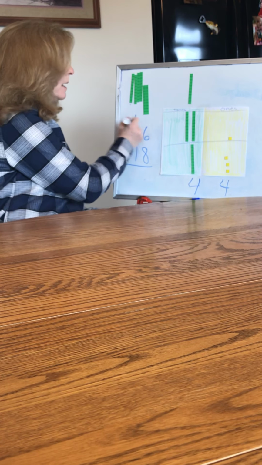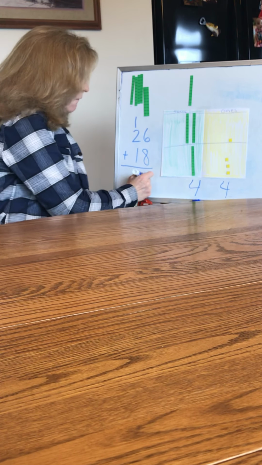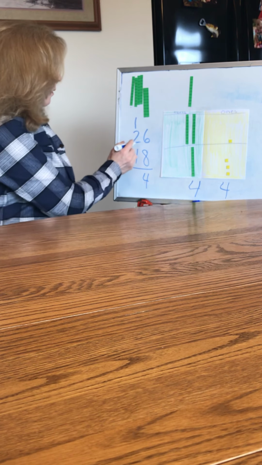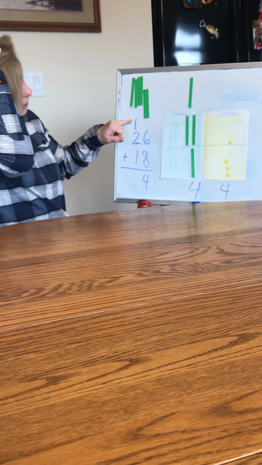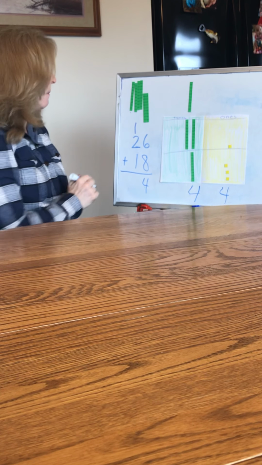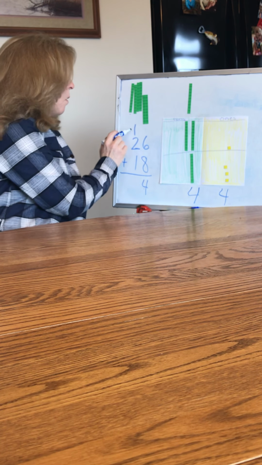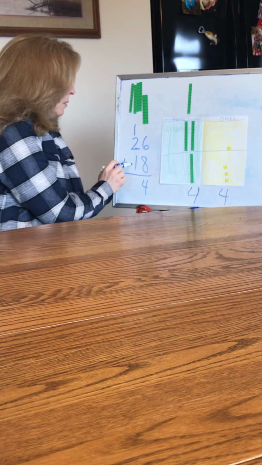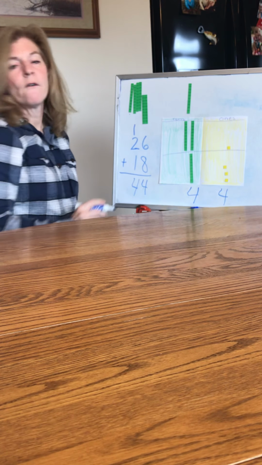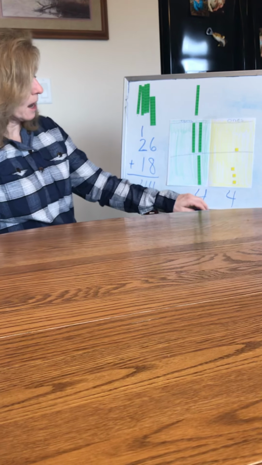14 is a 1 in the tens column and a 4 in the ones column. Always remember to put that 1 that you're trading in up top. Now I'll start up here. 1 plus 2 is 3, plus 1 more is 4. 44. Nice job.